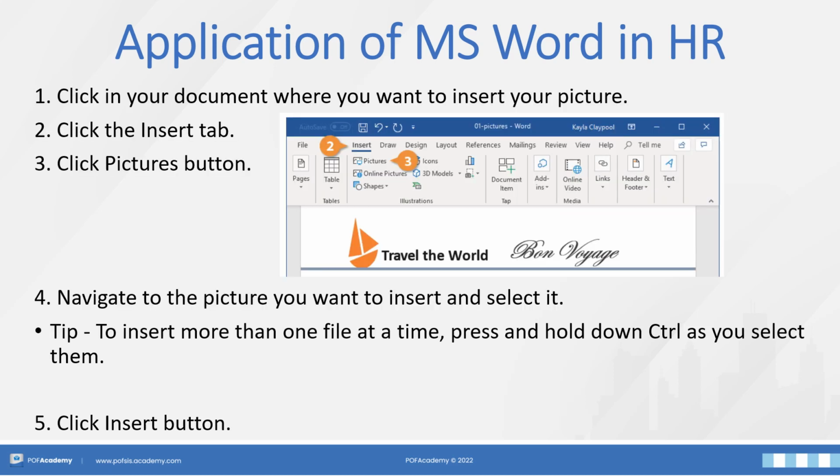There are only 5 steps if you want to insert a picture in your document. First, click in your document where you want to insert your picture. Second, click the Insert tab. Third, click the Pictures button. Fourth, navigate to the picture you want to insert and select it. Here's a tip: to insert more than one file at a time, press and hold down Control as you select them.